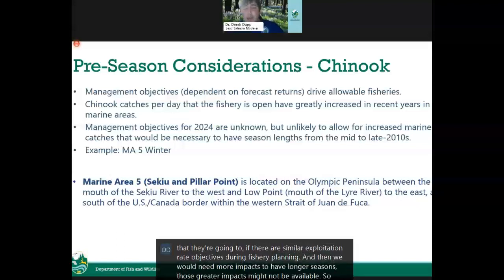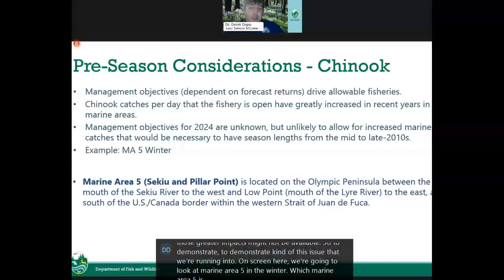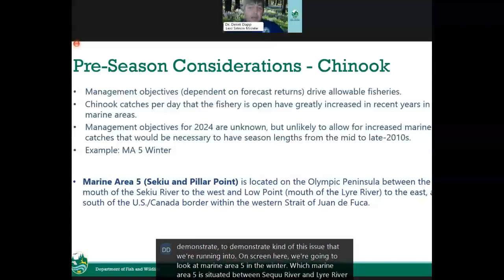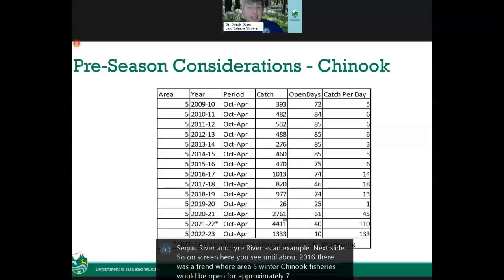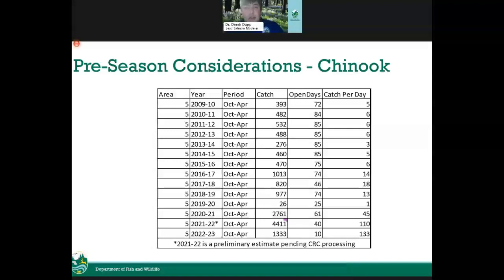So to demonstrate this issue that we're running into, on screen here, we're going to look at Marine Area 5 in the winter, which is situated between the Sekiu River and Lyre River, as an example. Next slide. So on screen here, you see until about 2016, there was a trend where Area 5 winter Chinook fisheries would be open for approximately 70 to 85 days. Typically during that period, they'd catch less than 500 Chinook. Last year, the fishery was open for just 10 days and caught over 1,300 Chinook.